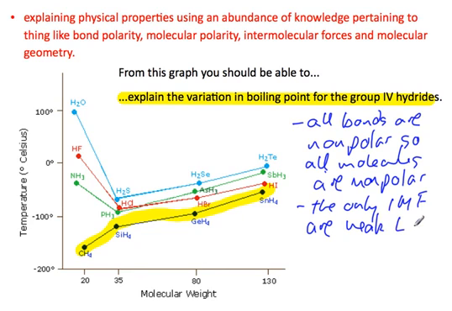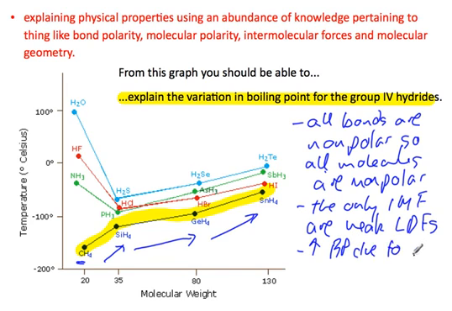So those London dispersion forces, the LDFs, are weak. And so the boiling point increases up the group, as you move from methane, CH4, down here. This is methane, up to silicon, germanium, tin. The reason that boiling point increases is due to increased molecular mass, or size of the atom, or number of electrons.